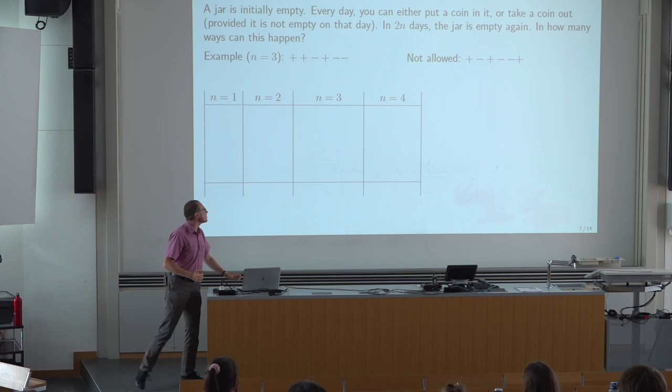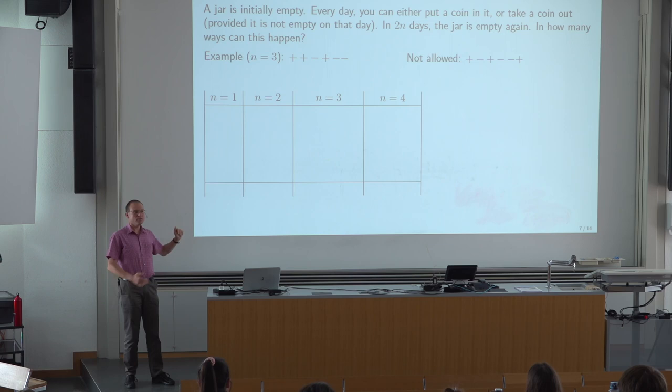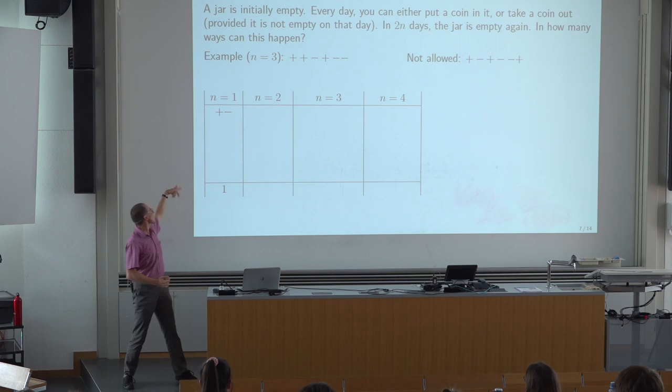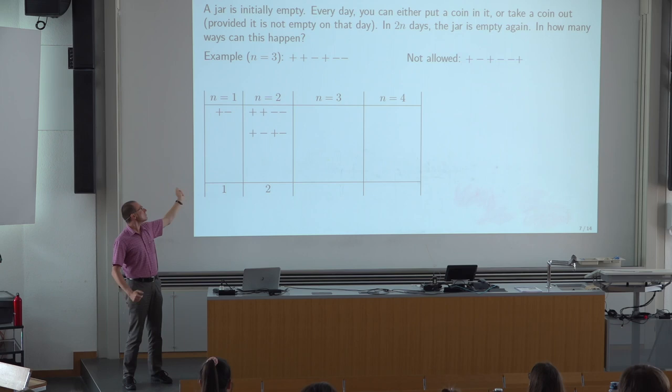Let's figure out the answer when n is small and then try to build a general answer. When n is equal to 1, you have 2 days. How many ways are there? Yes? 1. Very good. You have to put a coin in and then you take it out the second day. When n is equal to 2, how many ways are there? Yes? 2. Either in, in, out, out, or in, out, in, out. What about when n is equal to 3?